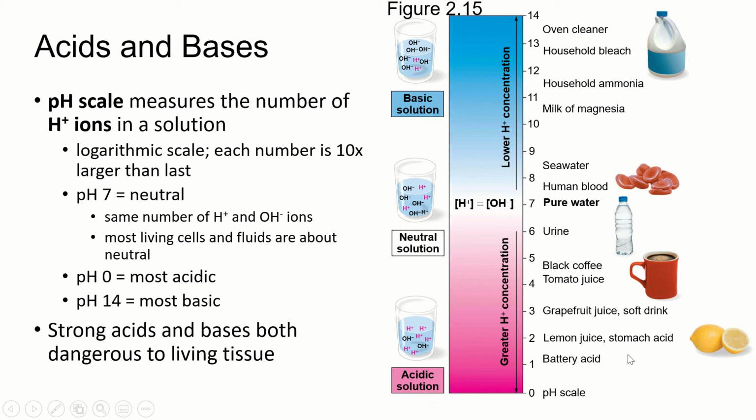Battery acid, very, very strong acid. Very strong acids are dangerous to living tissue. Your stomach can handle very strong acids because your stomach is full of a very strong acid. For those of you wondering, then, how does your stomach survive? There's two things that happen in your stomach.